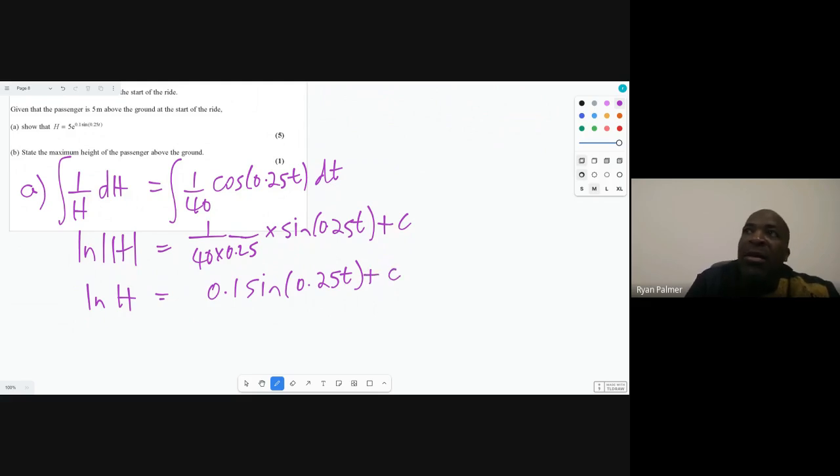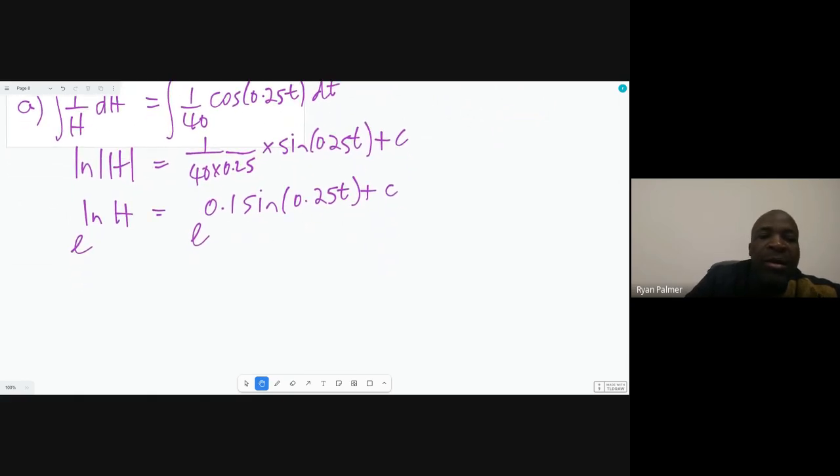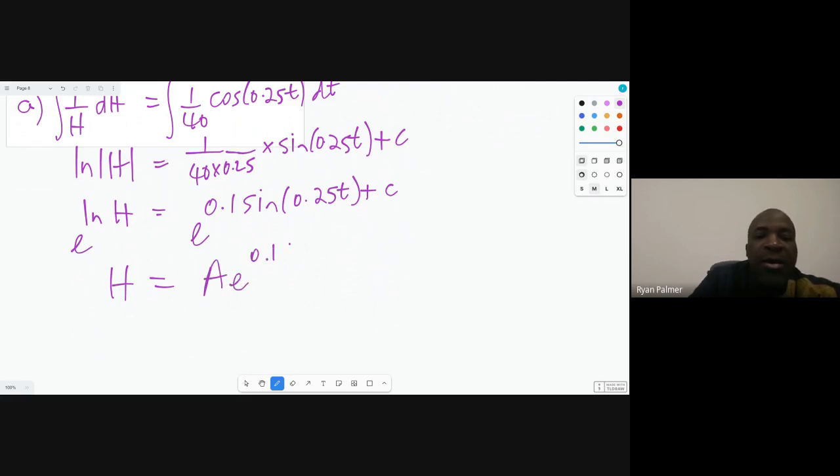We're now going to get rid of ln by exponentiating both sides to base e. So we're going to simplify. We know that e is the opposite of ln. So this is going to be h is equal to a e to the 0.1 sine 0.25 t, since e to the c is the same as a. And that completes the first part.